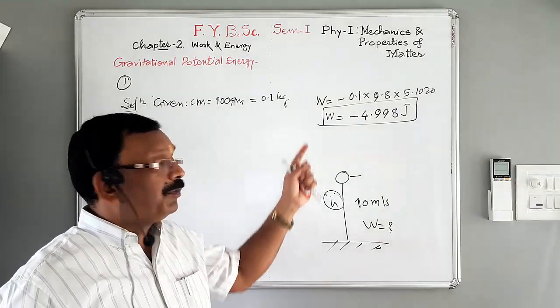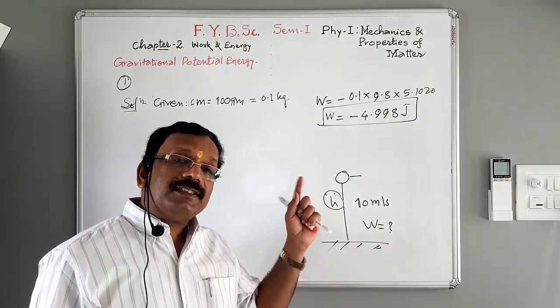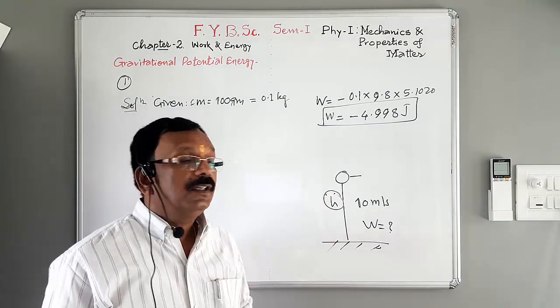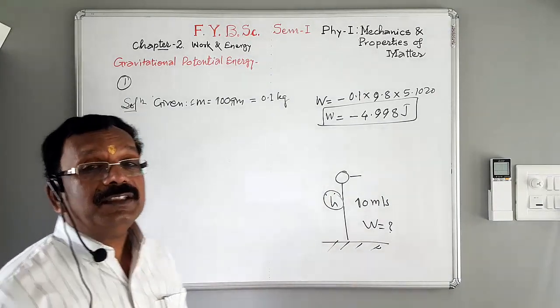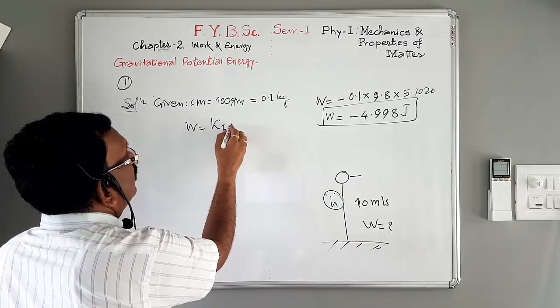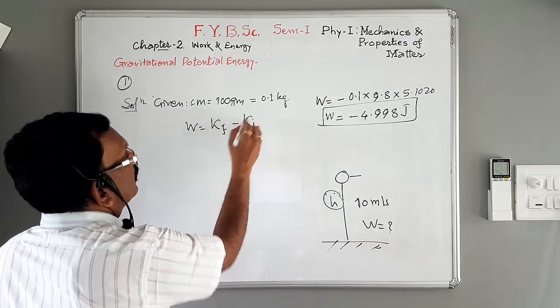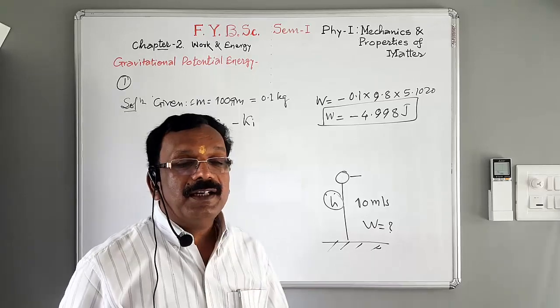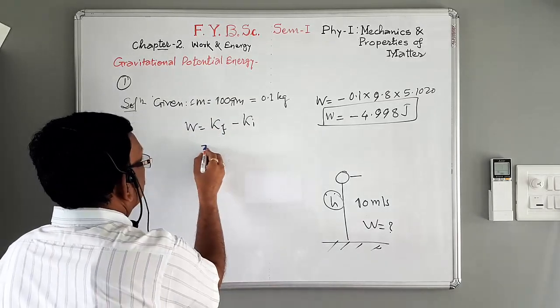What I say? The same problem we can solve by another method, that means by using the work energy theorem. What is the work energy theorem? W is equal to change in kinetic energy, that is final kinetic energy minus initial kinetic energy.